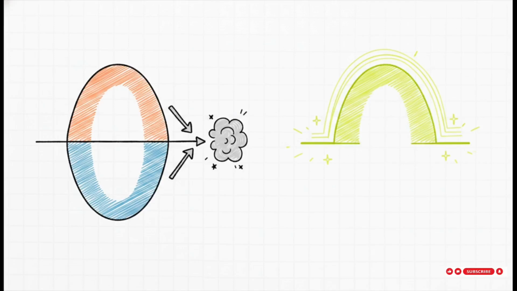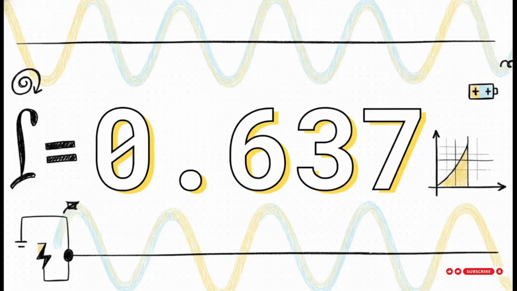And zero is completely useless to us when we're trying to figure out charge transfer. So to get around this, for symmetrical waves, we strictly calculate the average value over just a half cycle. So what does that half cycle average actually come out to? It boils down to a magic number, 0.637.